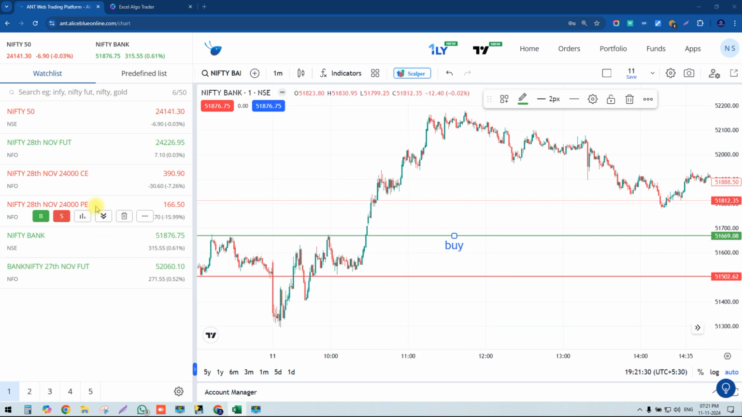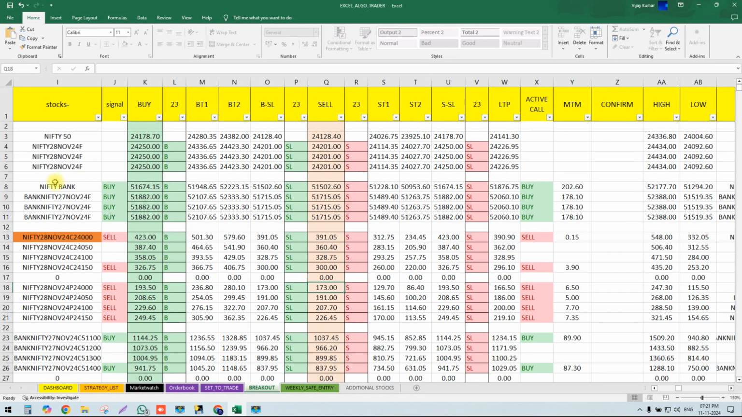breakout strategy is telling in Excel. A buy was generated here. You can see a buy was generated here guys. One thing here, buy and LTP level, buy and LTP level difference you can see here in M to M. It is 202. See guys, buy level and LTP level, you can see the difference here in M to M. This and this gives you minus this.